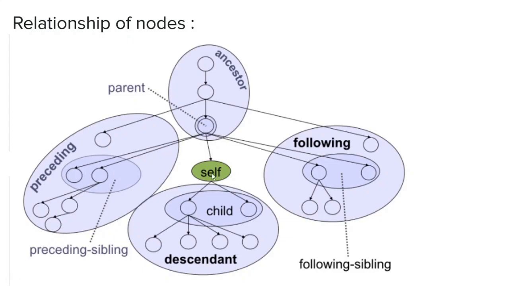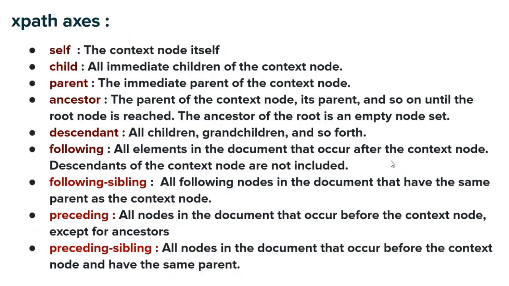Preceding siblings are the nodes which come before the context node and have the same parent. So this one and this one, these two nodes have the same parent as the self node, and they come before the self node. That's why they are preceding siblings. So that is basically preceding sibling and following sibling, right? So we have seen following sibling and preceding sibling.